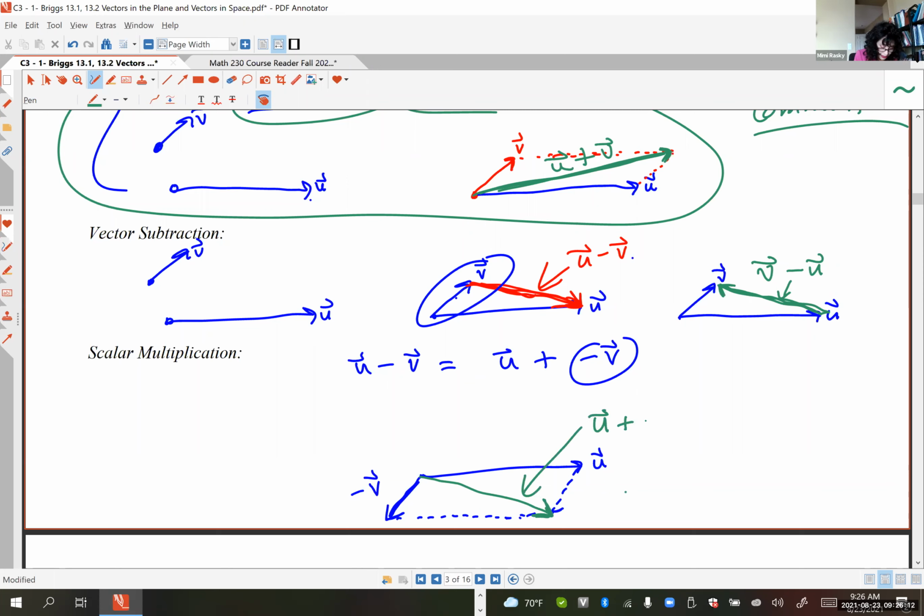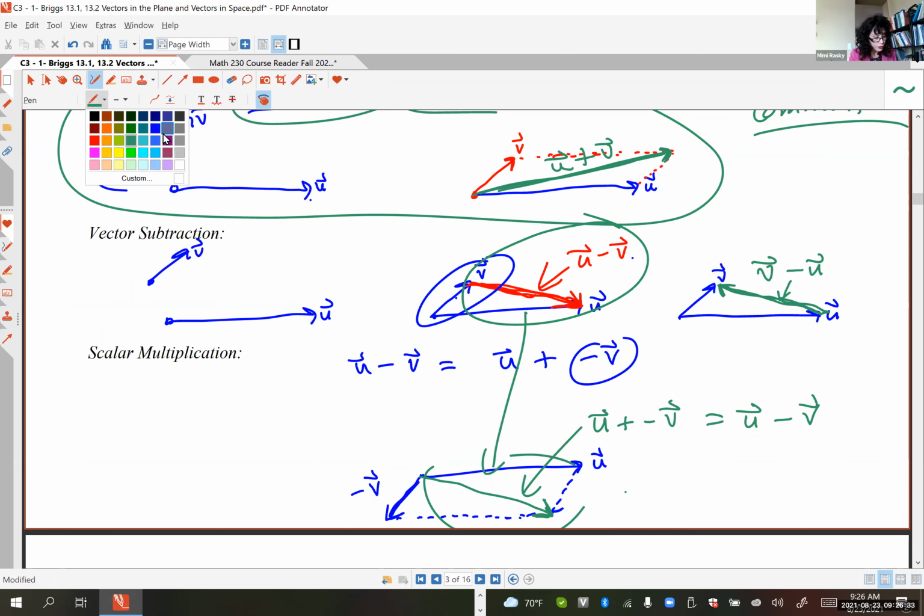U plus negative V, which is the same as U minus V. So this vector and this vector are the same. They're both pointing a little bit down and to the right, and they have the same magnitude. So U minus V, same as U plus negative V. Okay, and we're done with vector subtraction.